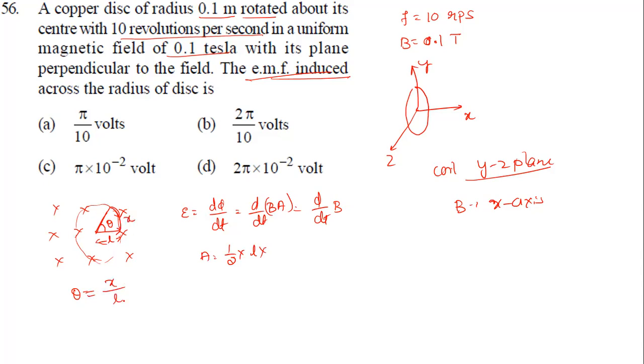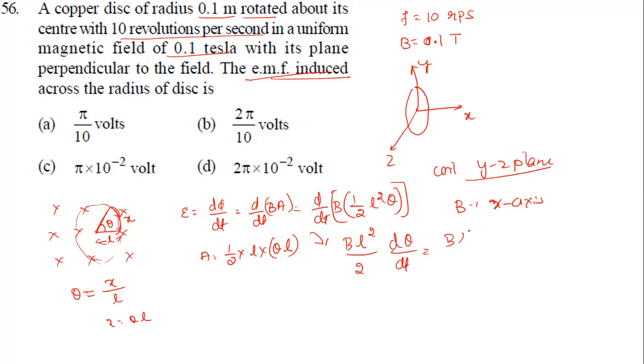Let us say this is x. Then x equal to theta times L. So I'm going to put here one by two L square theta. I'll continue here. B is constant, so I take the constant value B outside: L square by 2 into d theta by dt. d theta by dt is omega, the angular velocity. It will become B L square omega by 2.